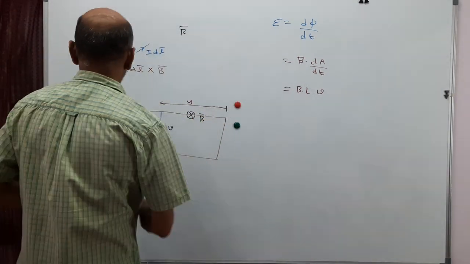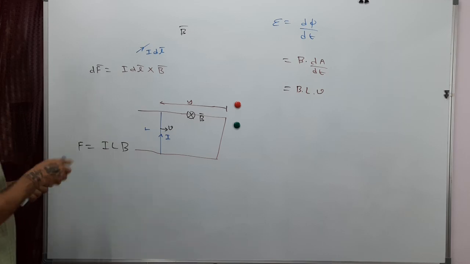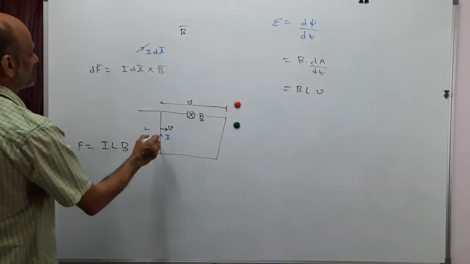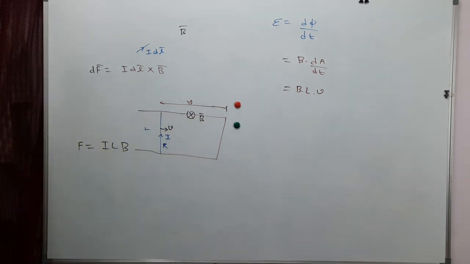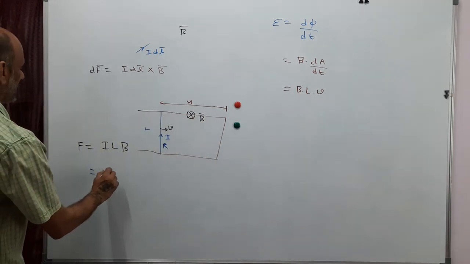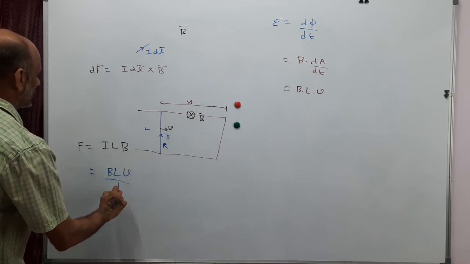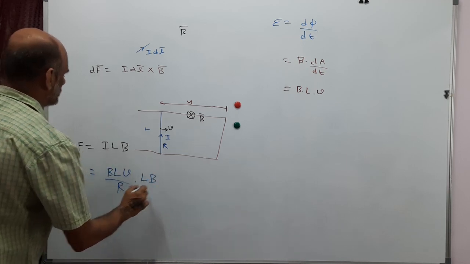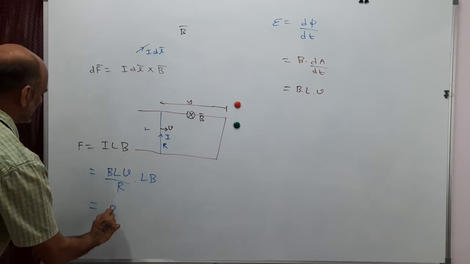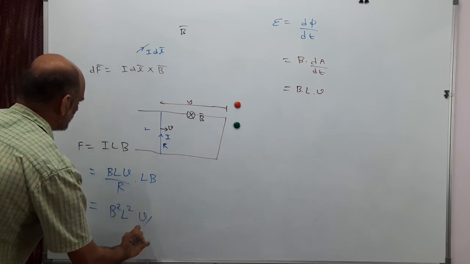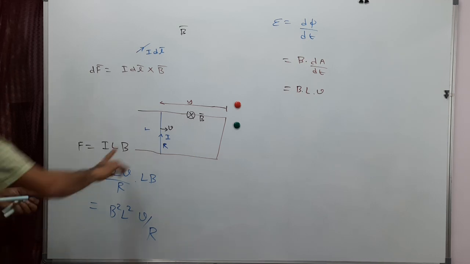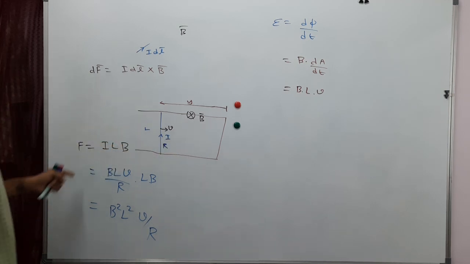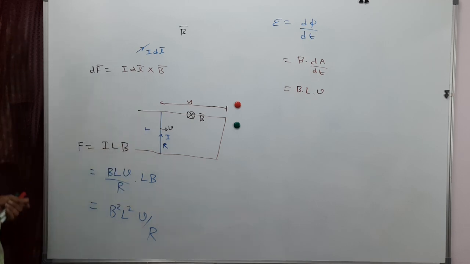Once you get the induced EMF, the current due to this induced EMF is this divided by the resistance. This conductor has a resistance R, and assume the rest is a perfect conductor with zero resistance, then the current is BLv by R. The force on this current carrying conductor is I into L into B, that is B square L square v by R. So the force depends on the magnetic field and also the velocity of the rod. If the magnetic field is strong, the force will be strong, and if the velocity is more, then the force will also be more.